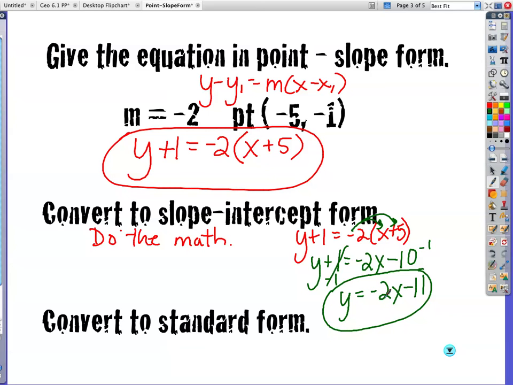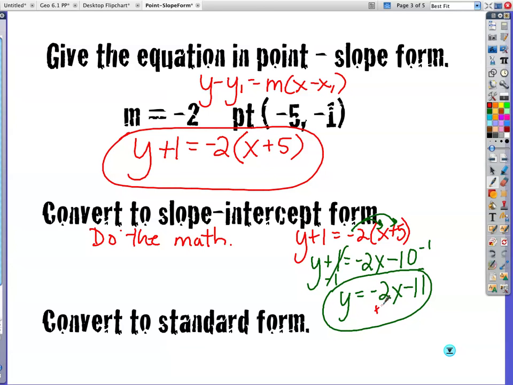Now we have to go one more step, and we have to switch it into standard form. So I want my x's and y's on the same side. Wait, we have to put it in slope-intercept and standard form? Right, after you do slope-intercept form, then the next thing is convert to standard form, only if the question asks you to. I'm showing you the whole thing right here.